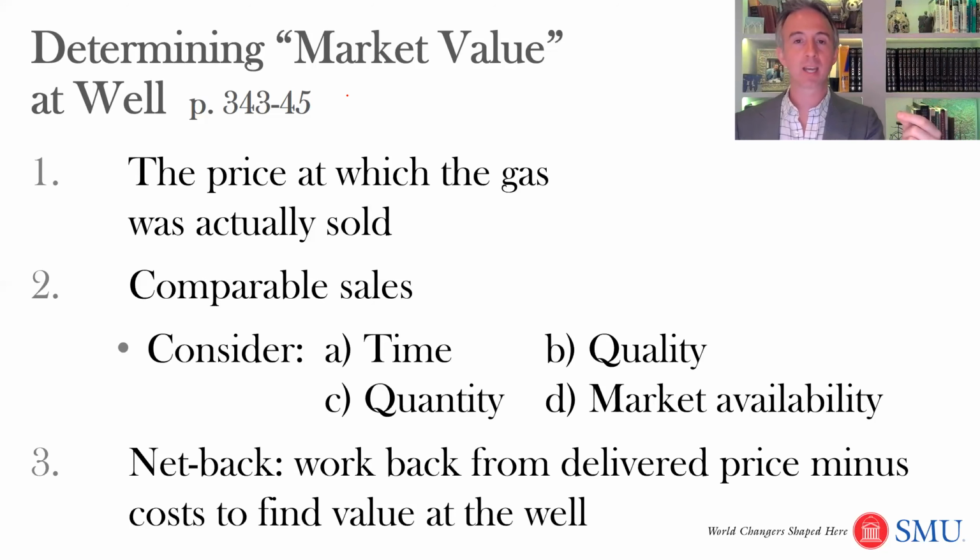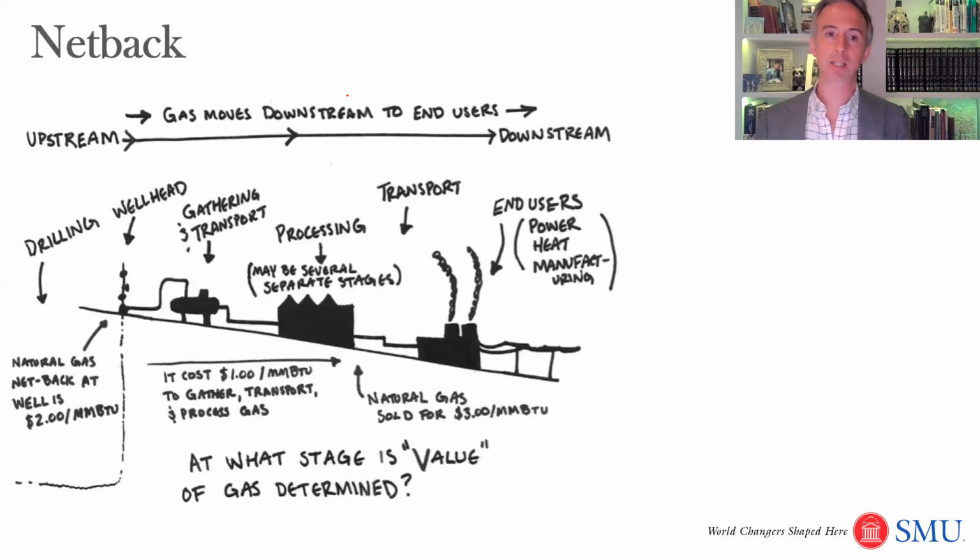And the reason is maybe the gas is worth a lot by the time you get it to somebody willing to purchase it, but maybe you also paid a lot to transport it to them. So if you look at what that gas was really worth at the well, it could be substantially less. So here's how that net back works.